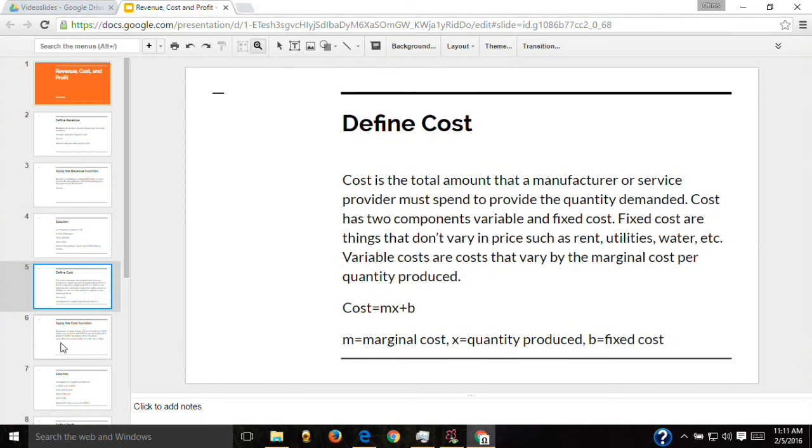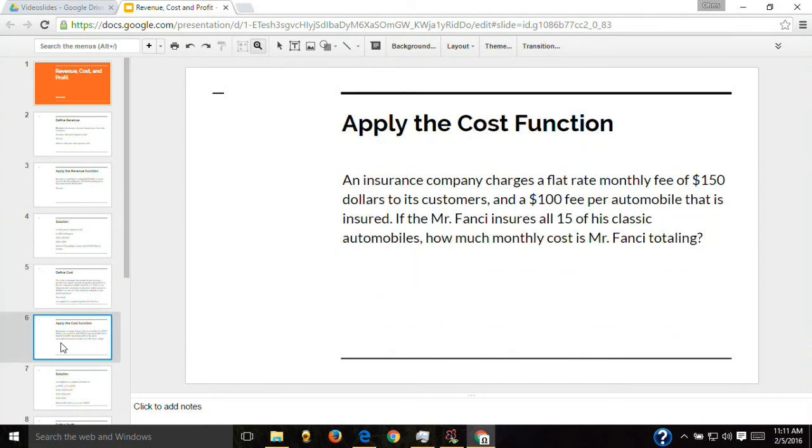So let's apply the cost function. An insurance company charges a flat rate monthly fee of $150 to its customers and a $100 fee per automobile that is insured. If Mr. Fancy insures all 15 of his classic automobiles, how much monthly cost is Mr. Fancy totaling?